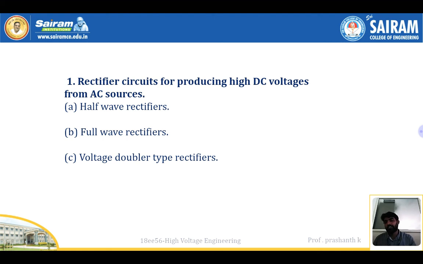And the full wave rectifier uses two diodes for clipping off both the positive cycle and the negative cycle, so both the forward direction and the reverse bias condition will be operating. And next, the voltage doubler type rectifier. In a voltage doubler, two of the transformers are connected. What it does is definitely give an output of two times the supply voltage. That is the voltage doubler type rectifier circuit.